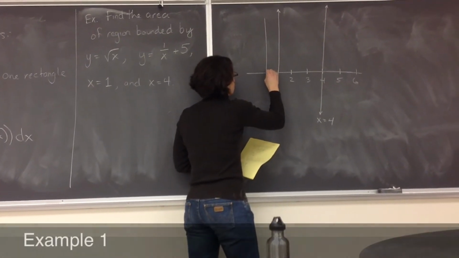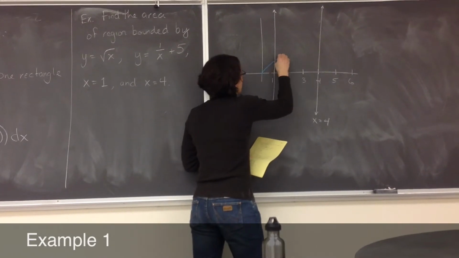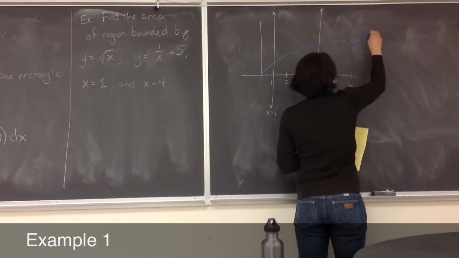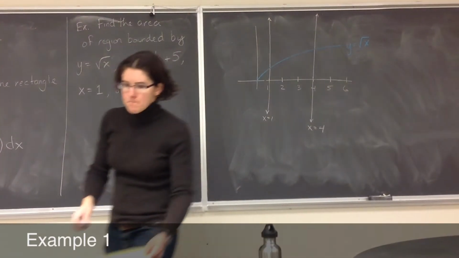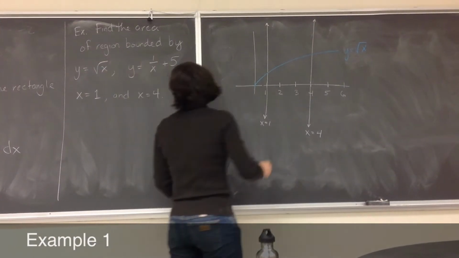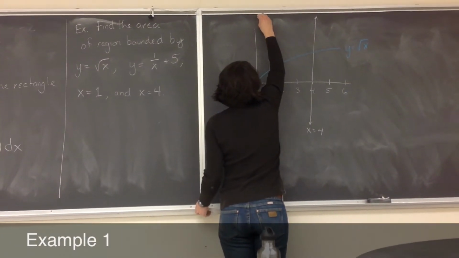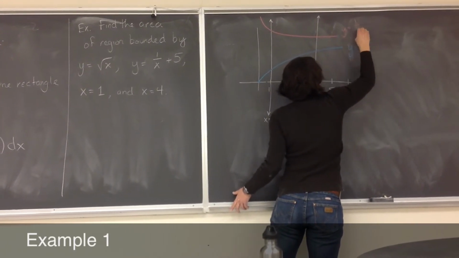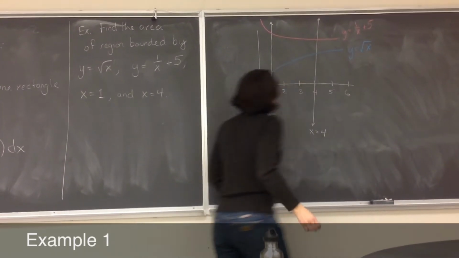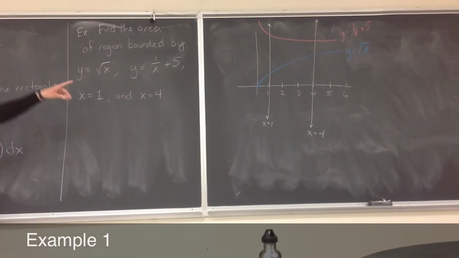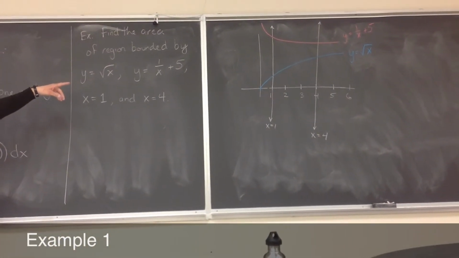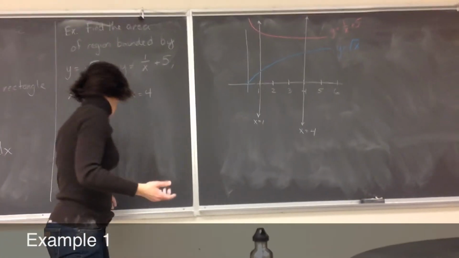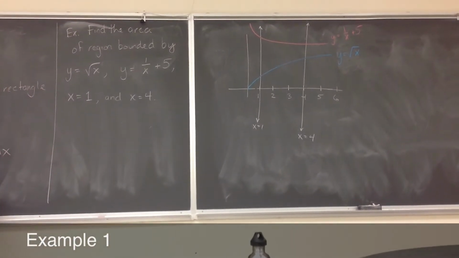Square root of x, which starts here at the origin, kind of pops up. So this is our y equals the square root of x. And then we also have y is equal to 1 over x plus 5. It kind of pops down along like this. Okay. Does everybody have a picture that looks similar to that on their calculator? Cool. Okay. So here's our picture, and so now we get to do the kindergarten part, which is some coloring.